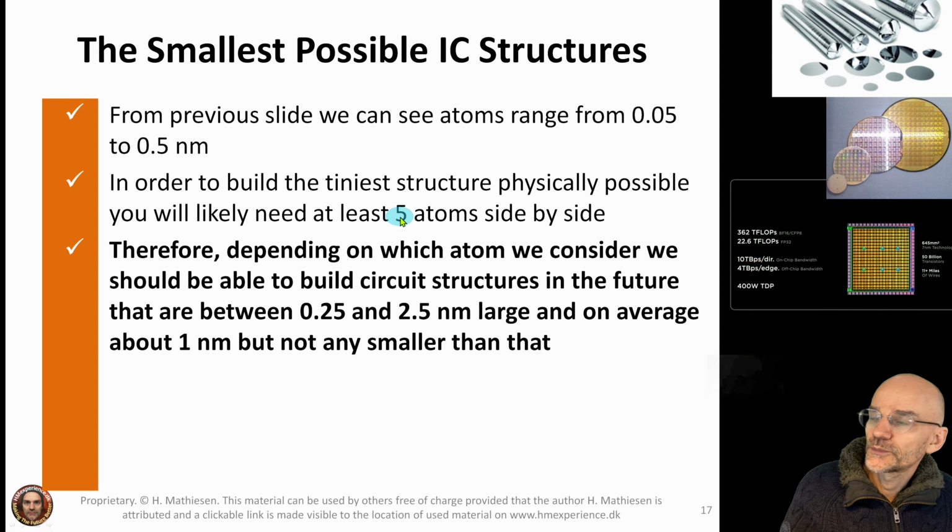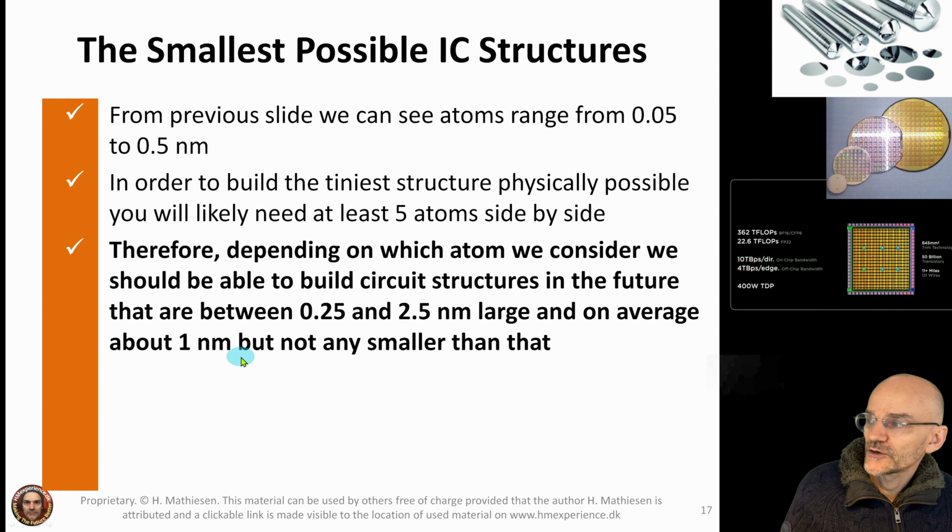So we can multiply the lengths of these atoms that we saw previously. For instance, the hydrogen was 0.05, and we multiply that with 5. Then we have a quarter of a nanometer, and the largest atom was 0.5. Multiply that with 5, then we get 2.5. So we get something in between a quarter of a nanometer and 2.5 nanometers as the absolute smallest way to organize components in an integrated circuit.